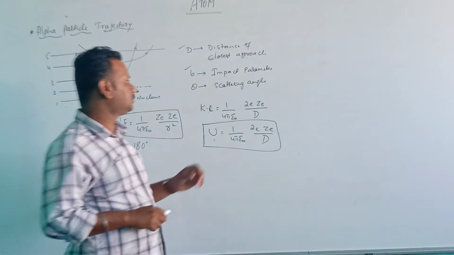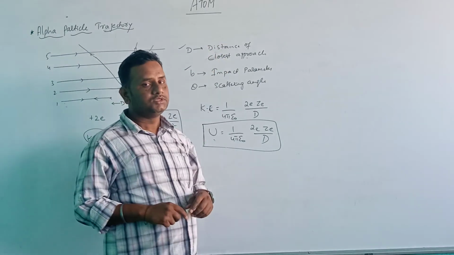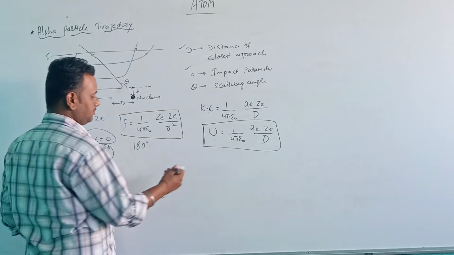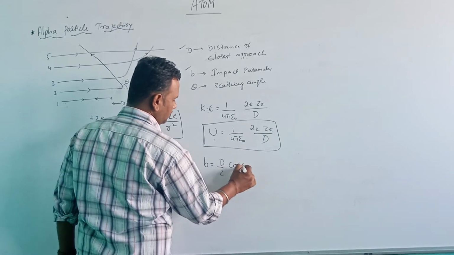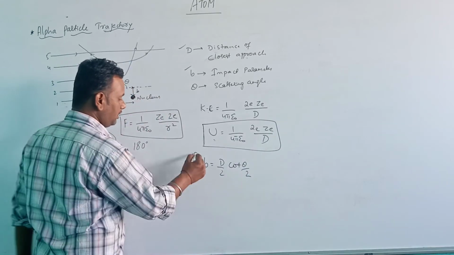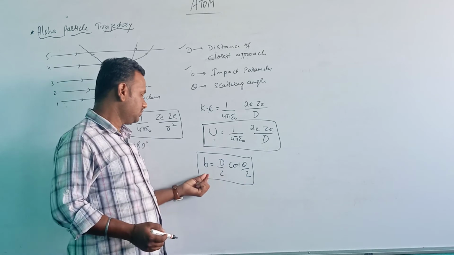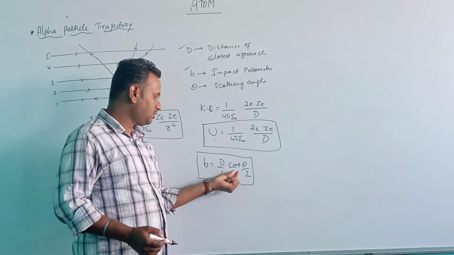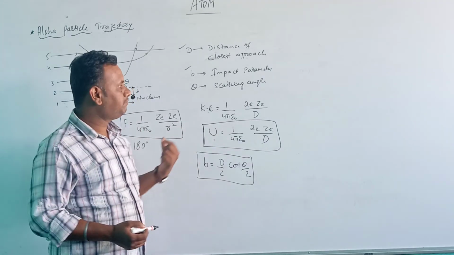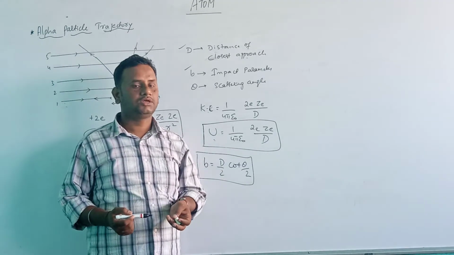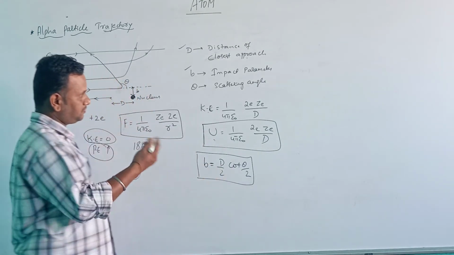And also, dear students, you should remember one formula here for the impact parameter. The impact parameter is given by b equal to d by 2 cot theta by 2, and you should remember that. So this is the impact parameter: b is equal to d by 2 cot theta by 2. So the smaller the impact parameter, the larger will be the scattering angle.